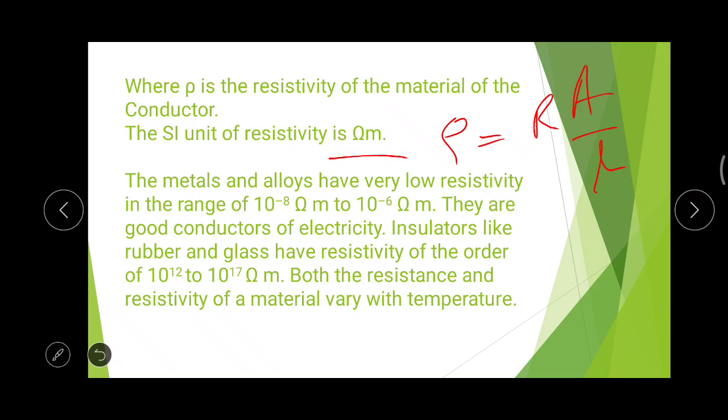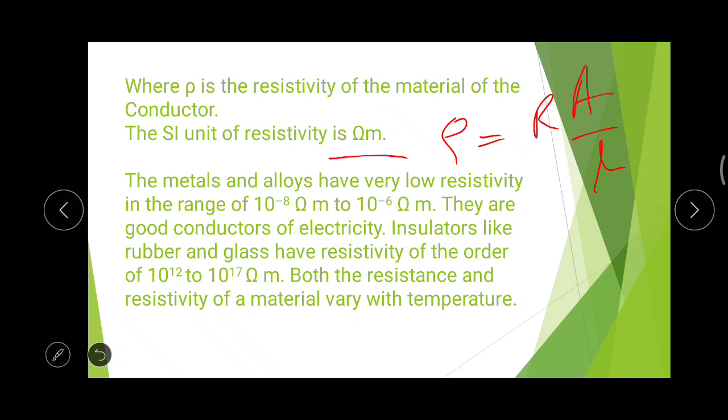Now in the case of alloys or metals, we know that metals and alloys are conductors. The resistivity value of the conductors is near about 10 to the power minus 8 ohm meter to 10 to the power minus 6 ohm meter. It's very small, so that is why they are good conductors. The resistivity value is very less.